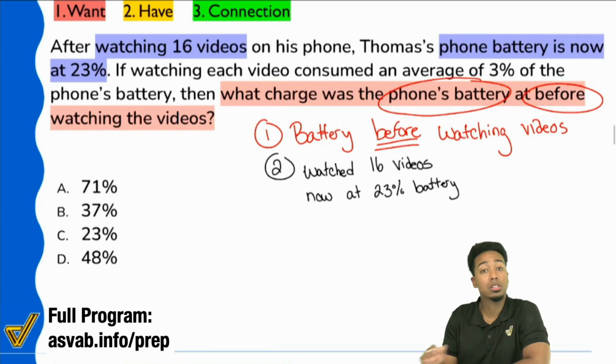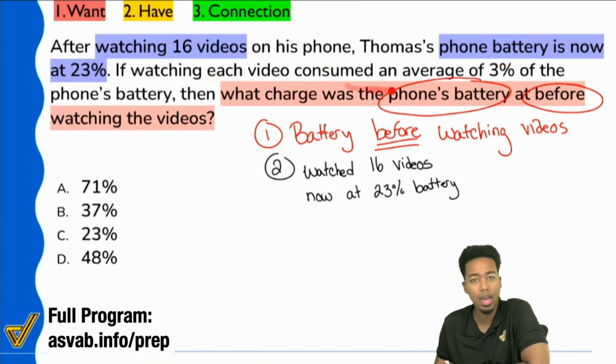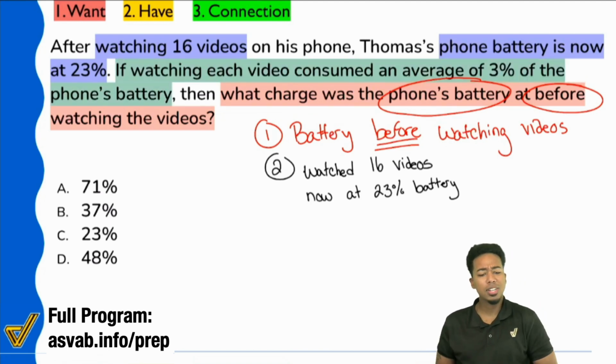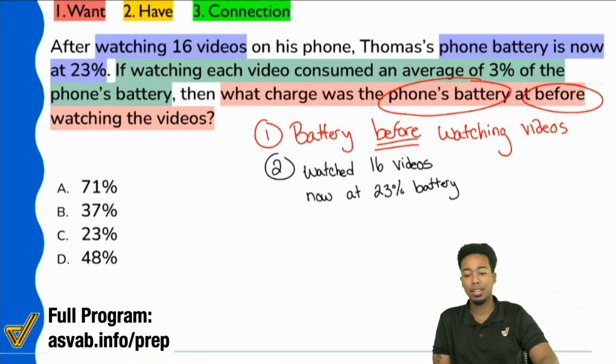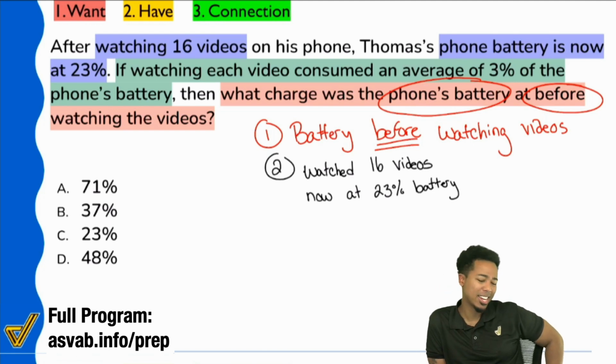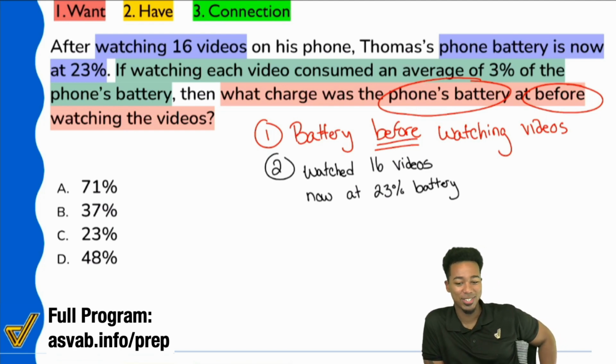Okay, and then let's see what else we can muster up here. It says right after that, if watching each video consumed an average of 3% of the phone's battery, and then we got to the question, which is again, what's the phone battery in the beginning? But it says here, if watching each video consumed, let me highlight all of this. In that green highlight, everybody, if watching each video consumed an average of 3% of the phone's battery, with the exception of the 3%, everyone, what other word should we really focus on in that phrase? Because it's not a complete sentence, but in that green highlighted phrase, what's another word that we should really pay attention to?